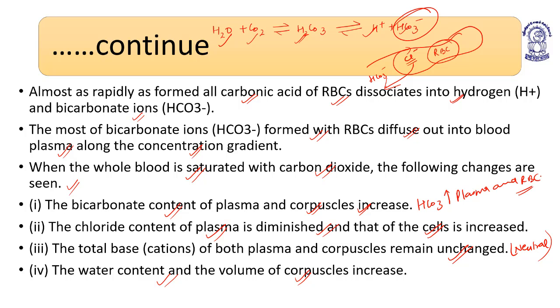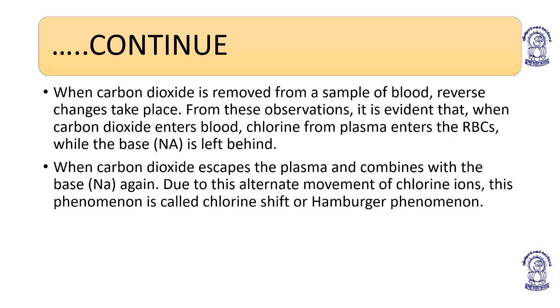Cl minus increases in RBC and decreases in plasma. Total base, or the cations of both plasma and corpuscles, remains unchanged. The water content and the volume of corpuscles increase. When CO2 is removed from a sample of blood, the reverse change takes place.